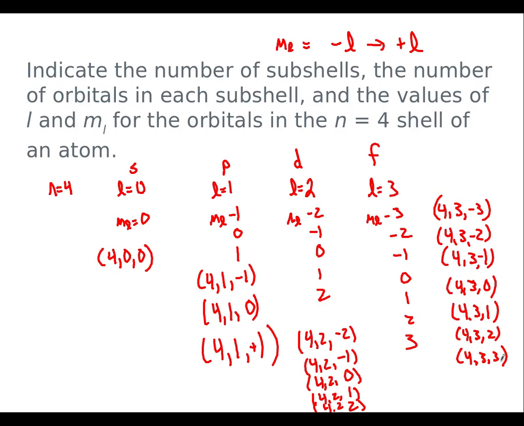So for n equals 4, the total number of orbitals I have is 7 plus 5 plus 3 plus 1. 7 plus 5, 12, plus 3, 15, plus 1, 16. So 16 orbitals possible.